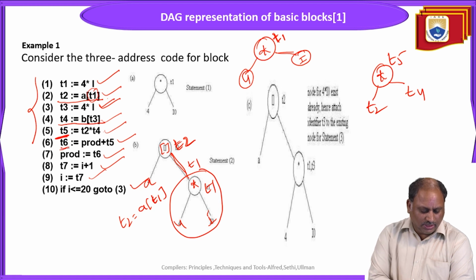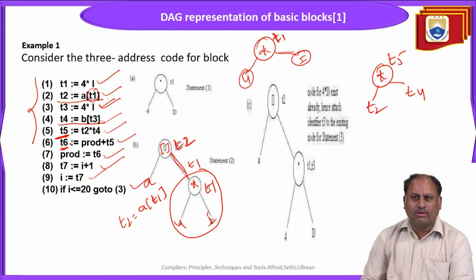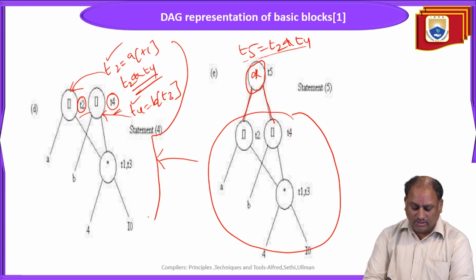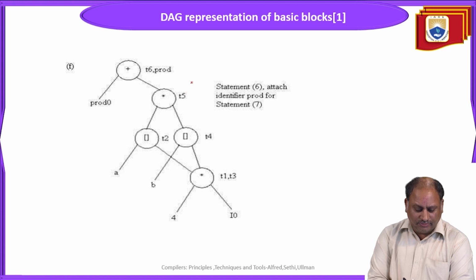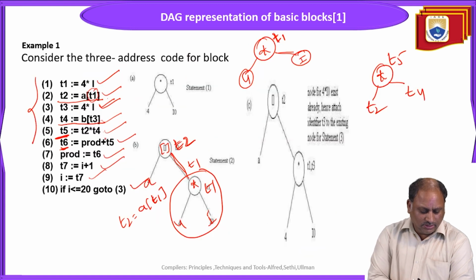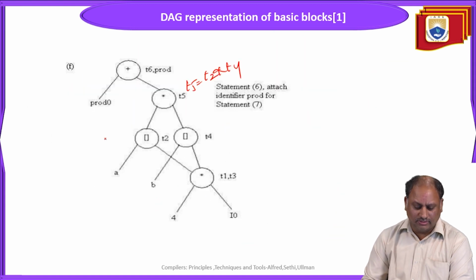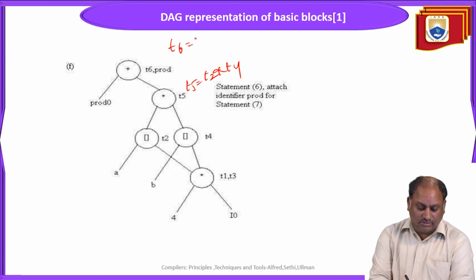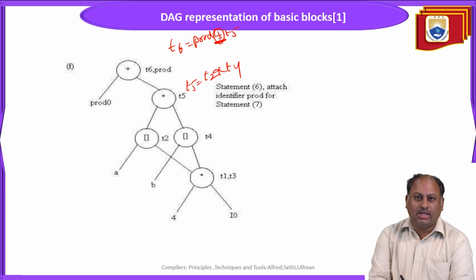Now the next step, T6 equal to prod plus T5. So what happens? We can further level up. Here we got T5 equal to T2 star T4. Now the next step is T6 equal to product plus T5. So here the plus operation is an internal operation. So plus is the operator, and that's why it is considered an internal node.